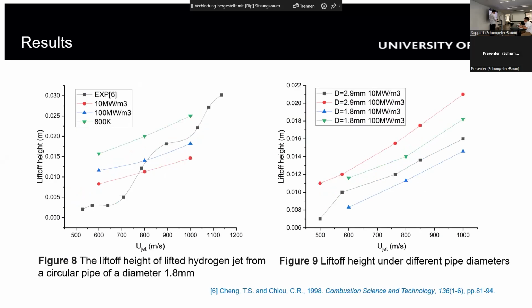And here are the results for different pipe diameters. The case before was diameter 2.9 millimeters, and for the diameter 1.8 millimeters, you can see the lift height is much lower. So the larger the pipe diameter, the lower the lift height.